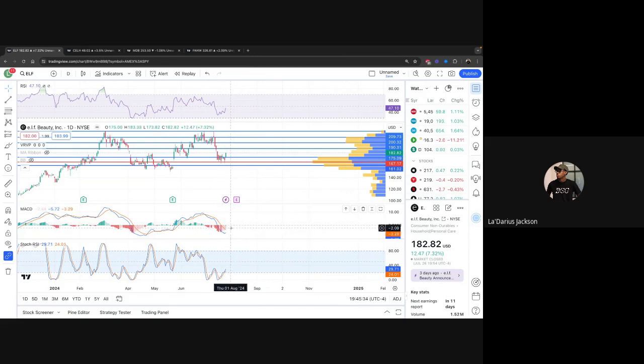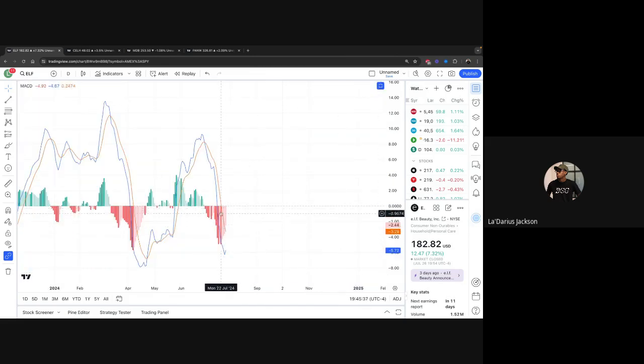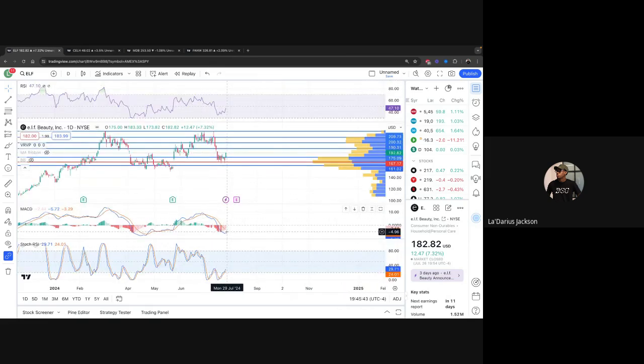Also, MACD, that downtrend is starting to weaken. And we're working on a MACD crossover to the upside. If we can get this MACD to cross over to the upside, we have a 47 RSI that we can take all the way up to about 60 to 65 for profit.